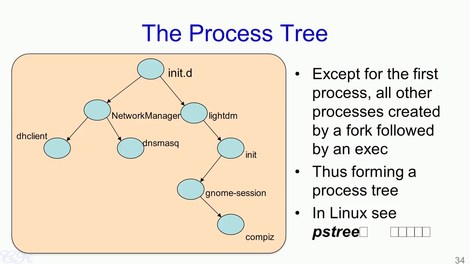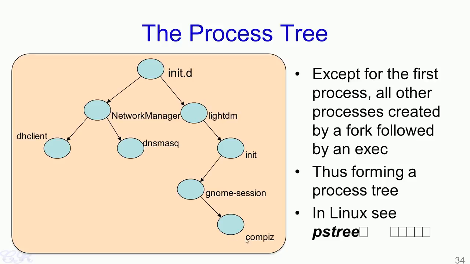So, we have seen that creating a new process first requires a fork, which is then followed by an exec system call. So, every process in the system is created in such a way. Therefore, we get a tree-like structure where you have a root node known as init.d and every subsequent node represents a process running in the system and is created from a previous process.